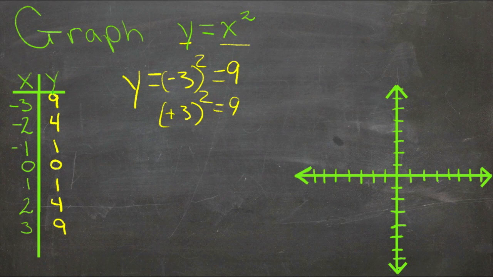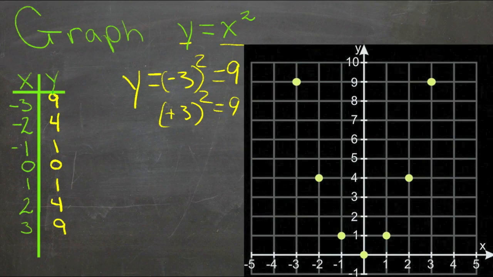So let's put these points on our graph. We'll have 3 and 9, and we'll have -3 and 9, and then we have 2 and 4, and we also have -2 and 4, and then we have -1, 1, and 1, 1, and 0, 0. And if we get a cleaner view of that, it looks a little like this here.